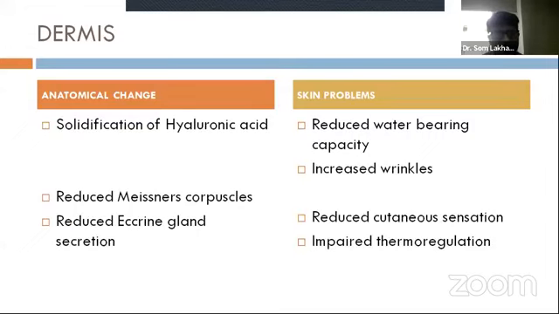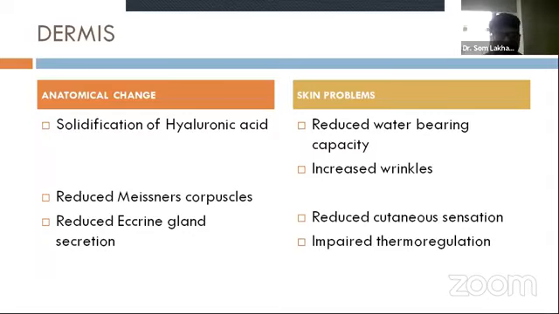The third important anatomical change which occurs in the dermis is solidification of hyaluronic acid. This hyaluronic acid is very important for its water bearing capacity, and because of solidification of hyaluronic acid, there is reduced water bearing capacity of the skin. And also this hyaluronic acid is important for the suppleness of the skin, and disruption of this hyaluronic acid leads to increased chances of wrinkles.